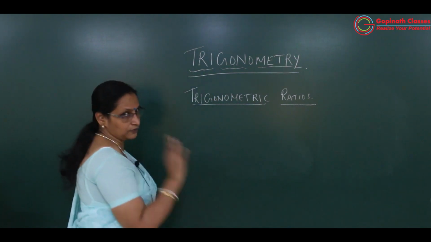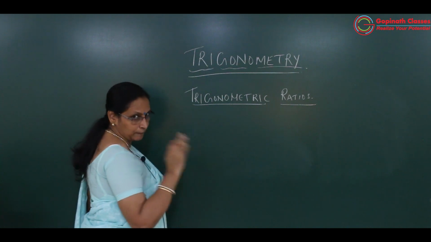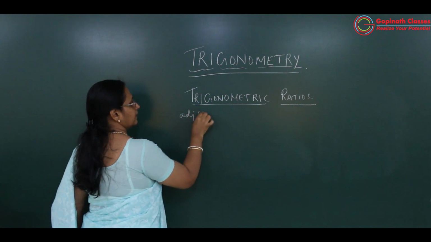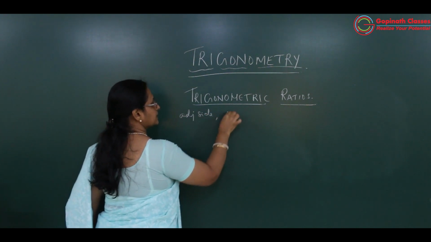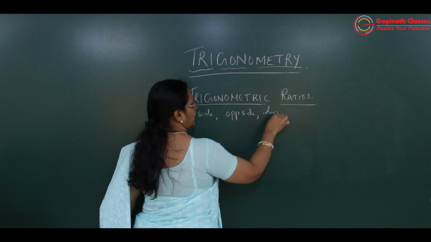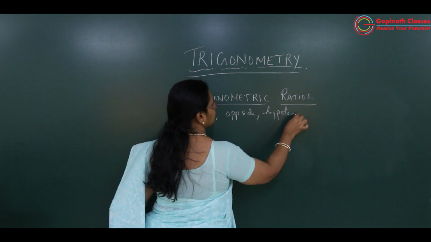Now, we have 3 things. Pertaining to one angle, we have the adjacent side, we have the opposite side and we have the hypotenuse. Now, I am taking as I made the hypotenuse.